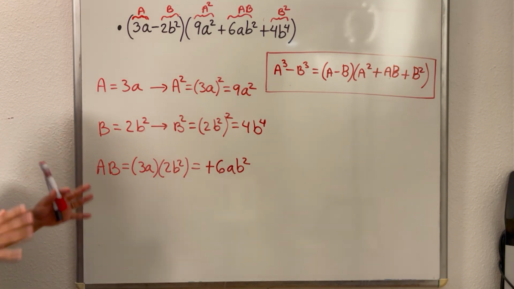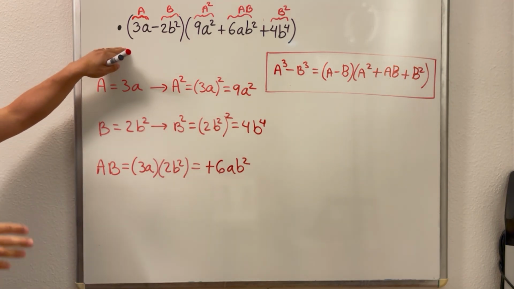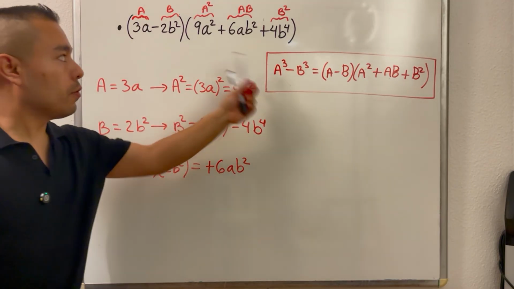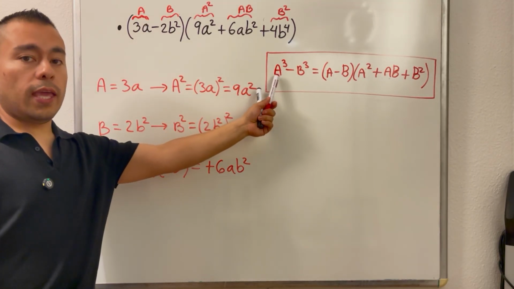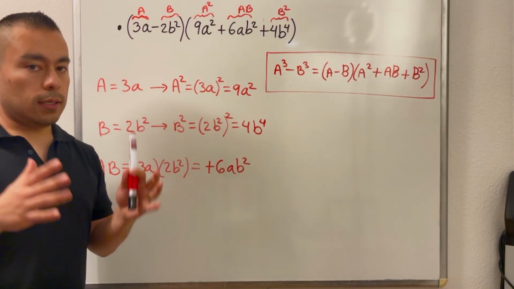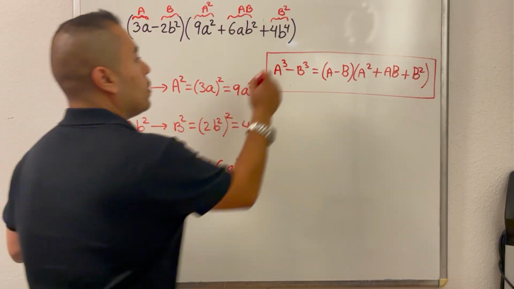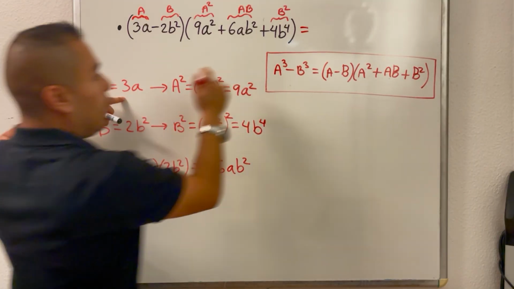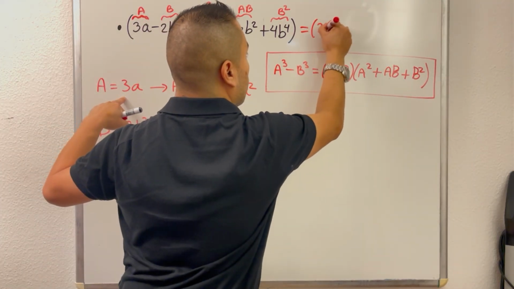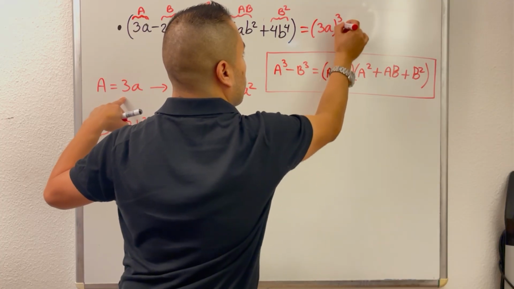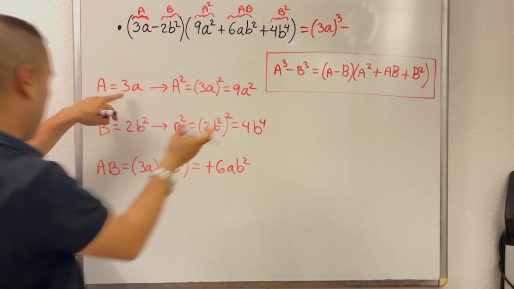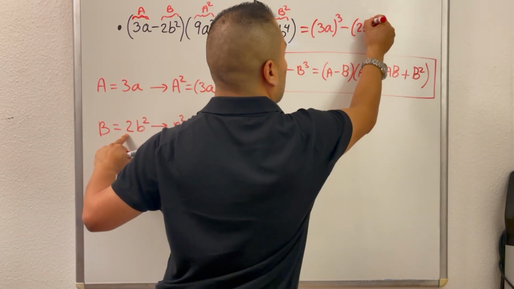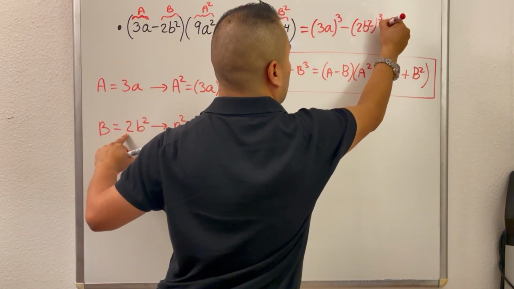So now that we know that this is exactly a difference of cubes, then we just need to apply the formula that is over here. The result should be the difference of A cubed minus B cubed. Okay, so let's do it. This will be A cubed, and A, we have defined A like 3a, cubed, minus B cubed, and B is 2b squared, and this is cubed.